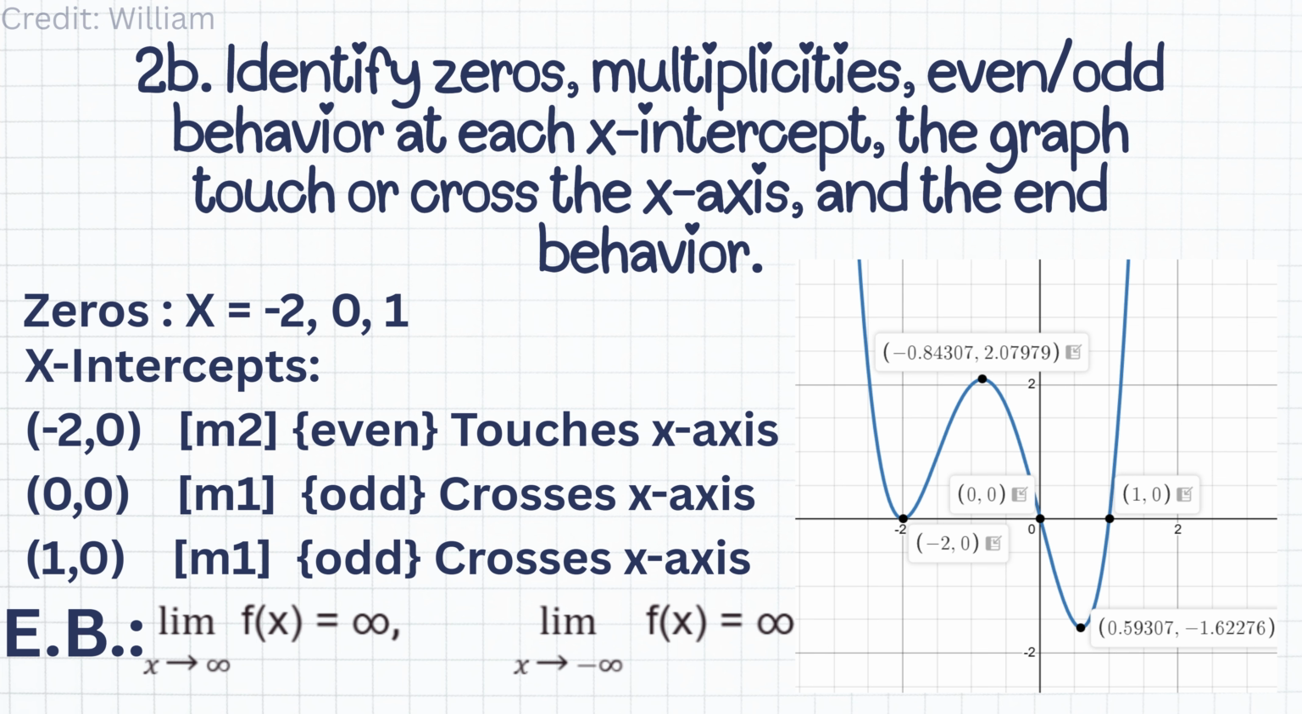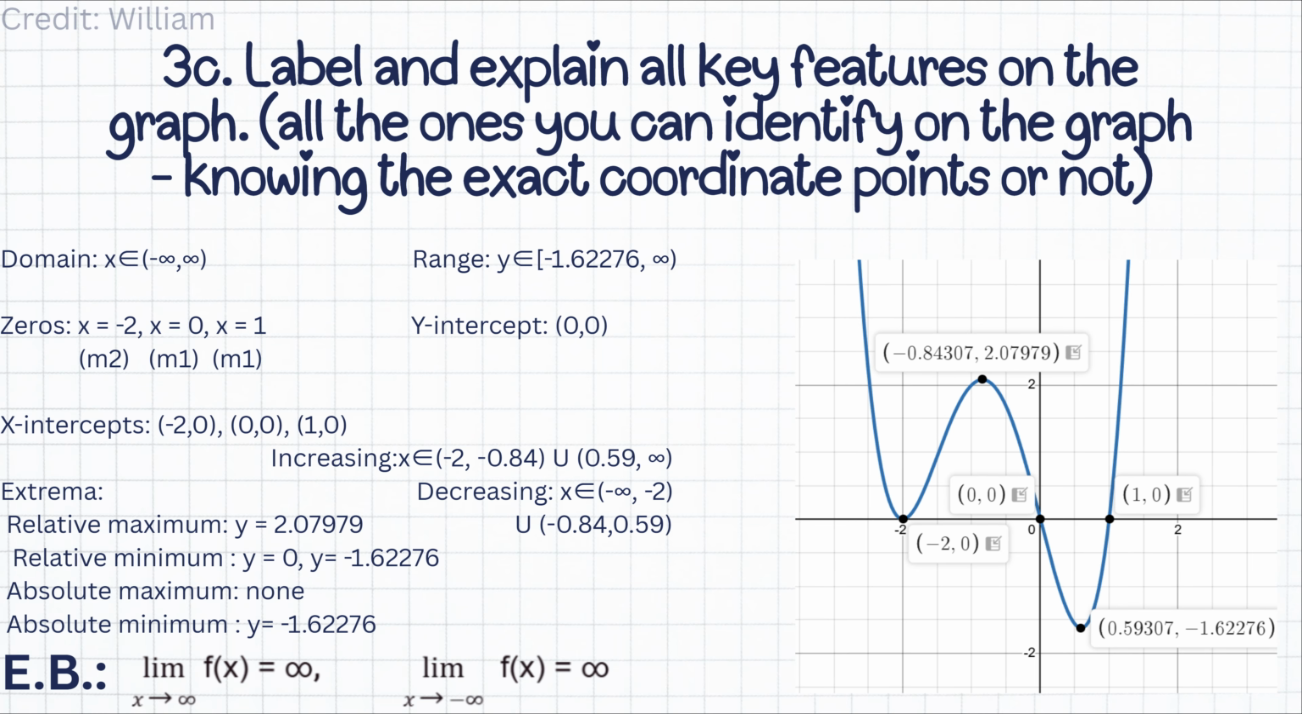However, for end behavior, as the limit of x approaches infinity, f(x) will increase. However, as the limit of x approaches -infinity, f(x) will still increase. The domain of this equation is x equals all real numbers. The range is y is greater than or equal to -1.6. In this equation, zeros are x equals -2, 0, and 1, multiplicity 2 for -2, and multiplicity 1 for the rest. The y-intercept is (0, 0). The x-intercepts are the zeros, which are (-2, 0), (0, 0), and (1, 0).